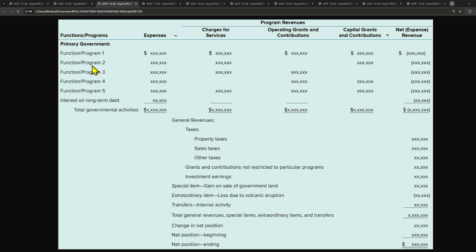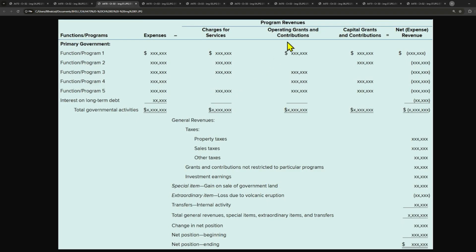When we're reporting revenues, and now we're talking about these up here, program revenues come in three different types: charges for services. That could be things like licenses. They could be fees. We're going to talk a little bit more about the different types of charges for services. We do mention here that special assessments are also kind of a charge for service.